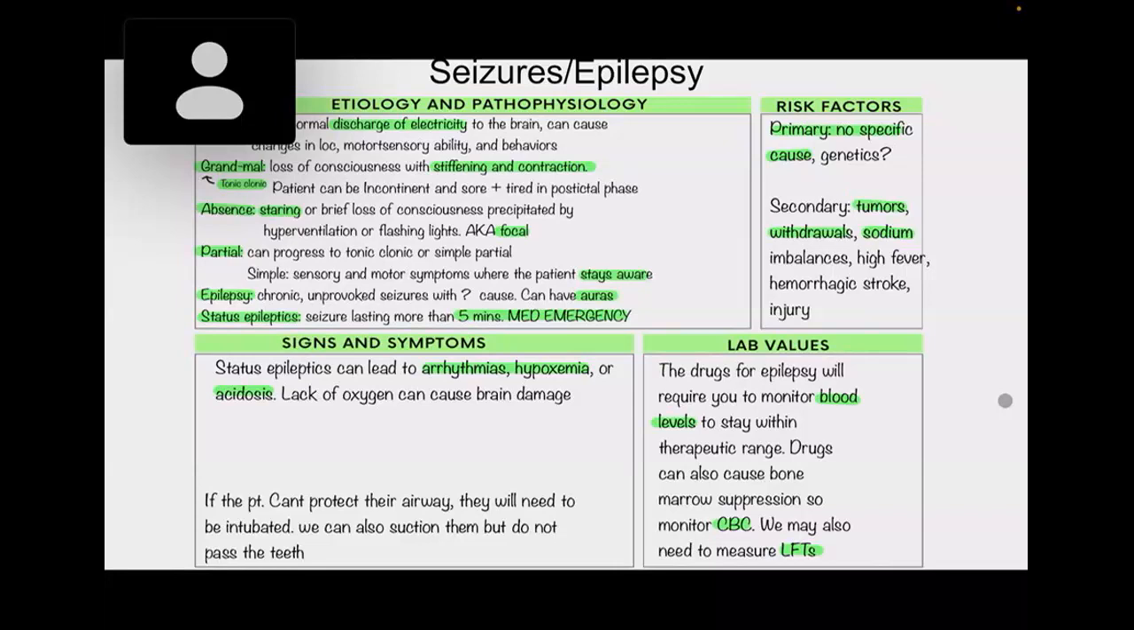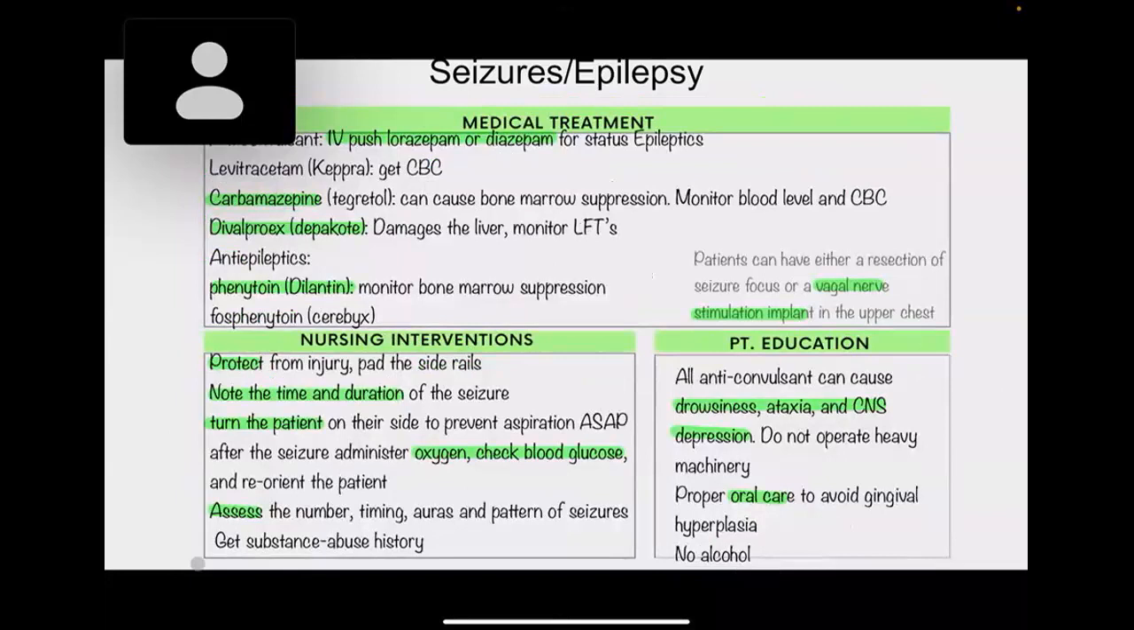Don't worry about the rest on this slide. I really want you guys to focus on the nursing interventions. So we protect them from injury. We make sure that the pad rails are up. We note the time and the duration. The best thing we can do is turn the patient on their side. We never, ever, ever restrain them, but turning them on their side will prevent aspiration and help with oxygen. Okay. Never put anything in their mouths, no tongue blades, no nothing.